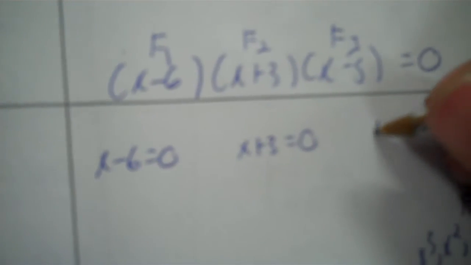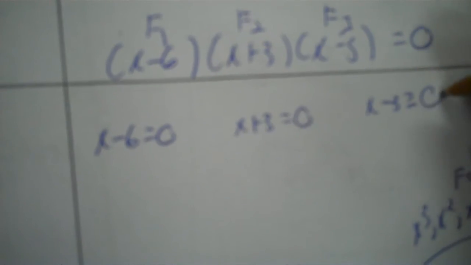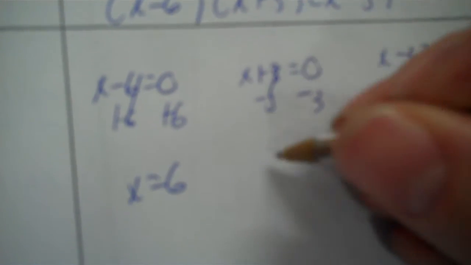So x minus 6 equals 0, x plus 3 equals 0, x minus 3 equals 0. So you add 6, and you get 6. You subtract 3, and you get negative 3. You add 3, and you get 3. There they are. Okay. Next problem, then I'm going to do number 2 with you in the video.